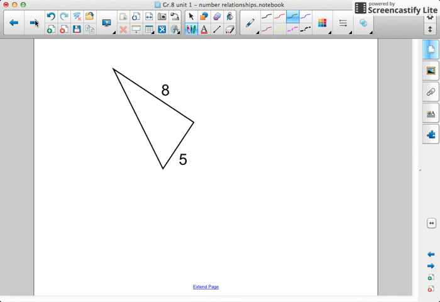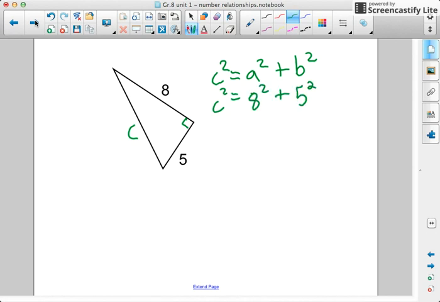Let's do another example here. So my right triangle is right here. So my hypotenuse, or C, is right here. It doesn't matter the orientation of the triangle. So I could write c squared equals a squared plus b squared. I'm just going to keep my equal sign lined up. You can put c squared on either side of the equation. c squared would equal 8 squared plus 5 squared. c squared would equal 64 plus 25. So c squared would equal 89.